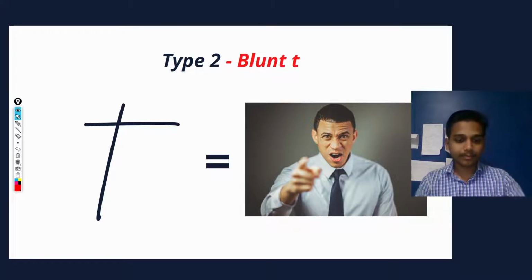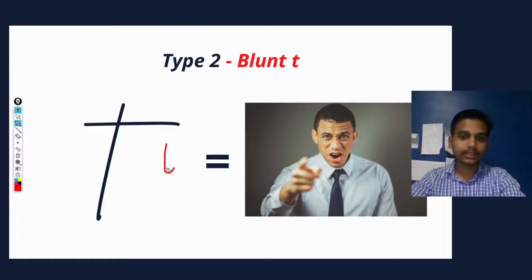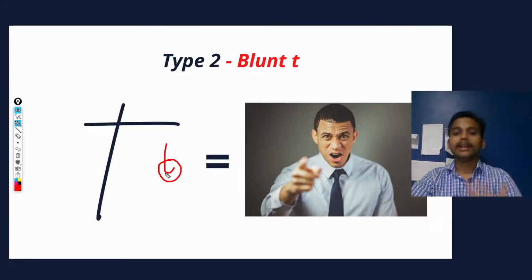Okay, so firstly, as you can see here, the hook is missing. Normally you see T written like this. This is the hook. You'll find this hook in most of the T's which we normally write. Yet some people don't have this hook. Their T looks like this at the bottom. Here you can see the hook is not there.